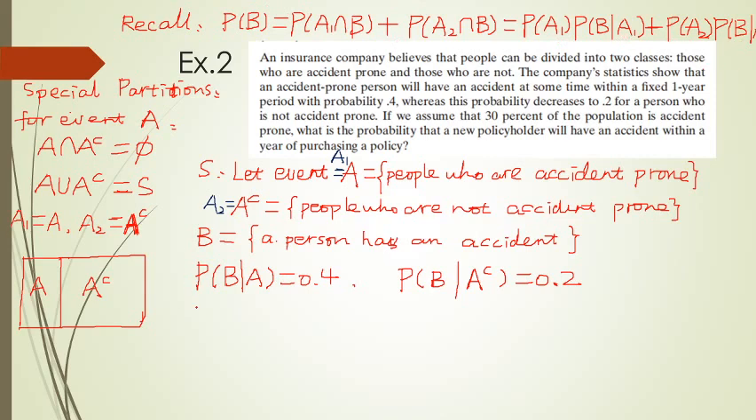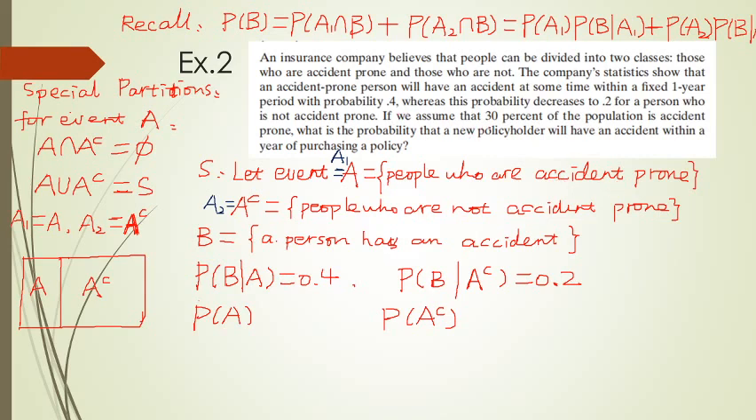Now here we have already figured out some of these, so we need the rest. Here A1 means the event A, and A2 means A's complement. So I need the probability of A and the probability of A's complement. What does the probability of event A mean? It is the probability of the people who are accident prone, the percentage of the population who are accident prone.